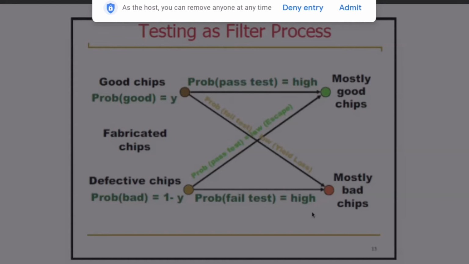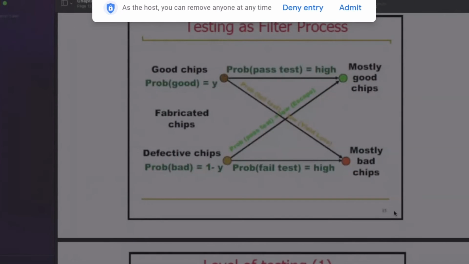Is there any query till here? Guys, if you have some doubts, you can ask me anytime, okay? You can interrupt me in between and ask, and I can also go back to previous slides for clarification of your doubts.